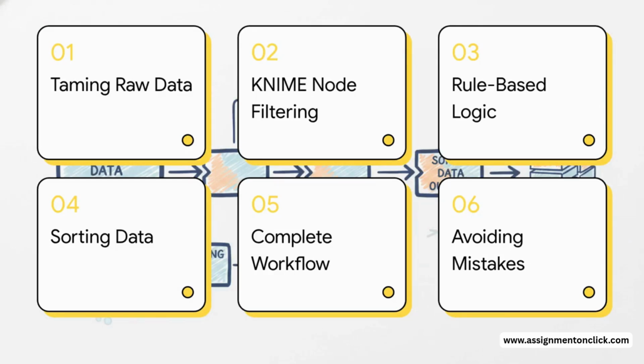We'll start off by taming your raw data, move into filtering with KNIME nodes, explore some advanced rule-based logic, and then sort data for maximum impact. After that, we'll build a complete KNIME workflow, and finally wrap up with avoiding common data mistakes.